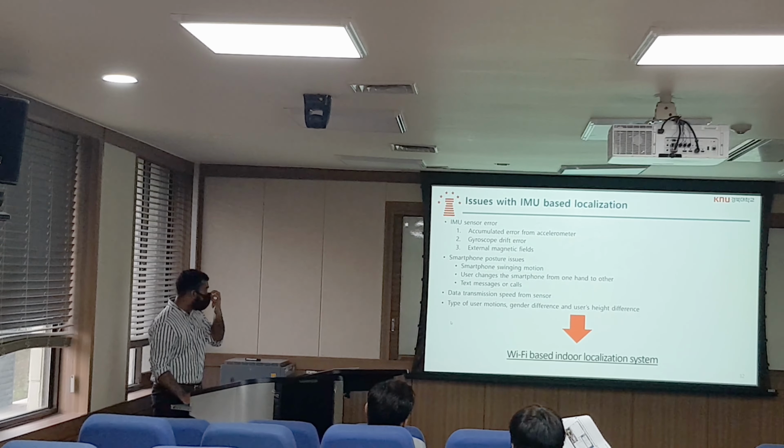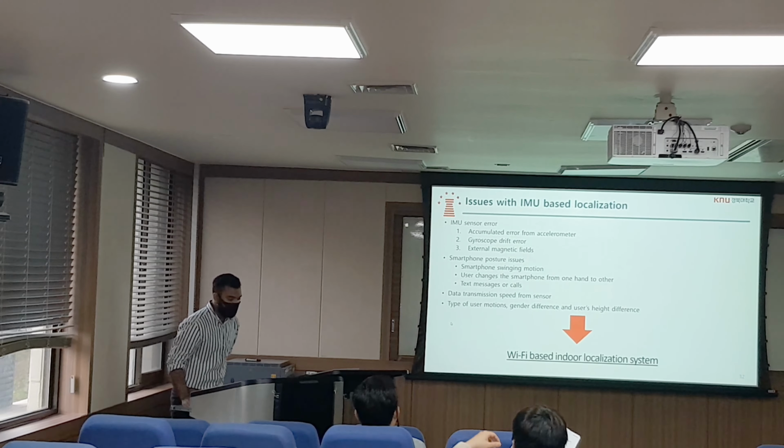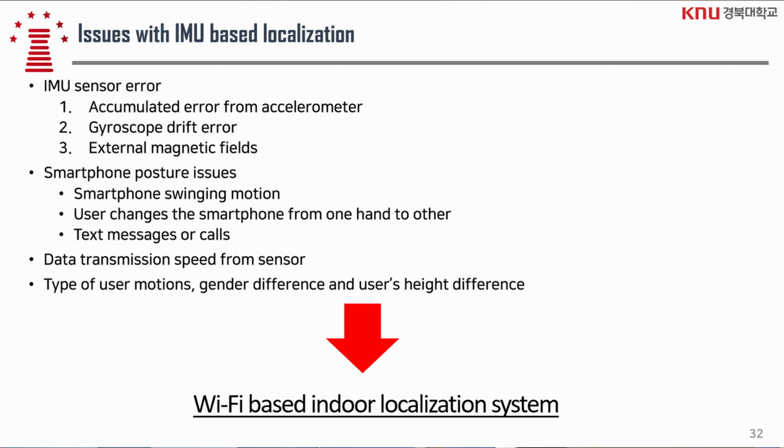When we consider IMU sensor based localization, the major issues are the IMU sensor accumulator error from the accelerometer, gyroscope drift error, and external magnetic fields affecting our system. When we use a smartphone, there are posture issues, smartphone swinging motion, heading issues, and text messages or calls on the smartphone also affect the performance of the system. There is also data transmission speed from the sensor: when we transmit the data from the IMU to the server, there are some issues. And there is the type of user motion, gender difference, and user height difference.